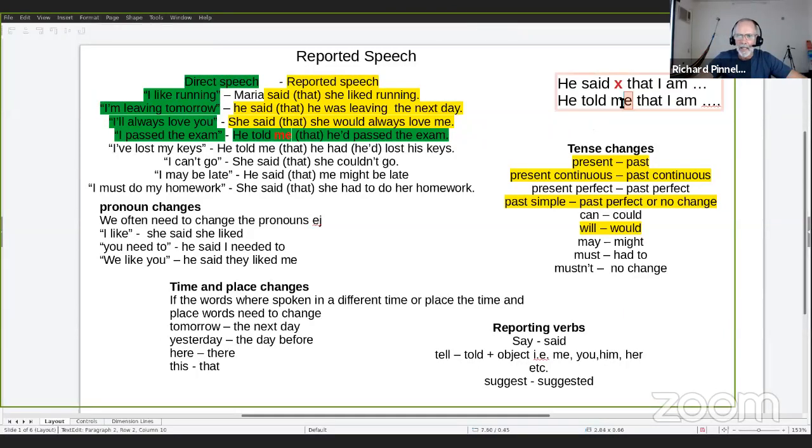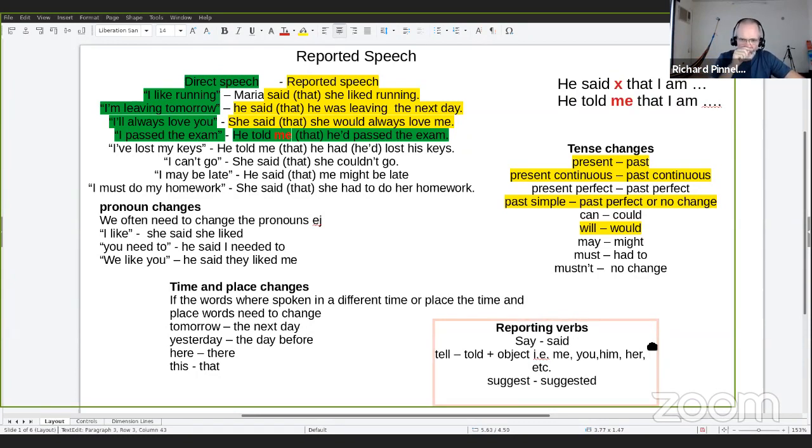And with tell, we need to include the person who received the message. He told me, we're going to use there an object pronoun. So the object pronouns will be me, you, him, her, it, or we can put a name there. He told Richard, he told Israel, or we can use an object pronoun. He told me, he told you, he told him, he told her, he told us, and he told them. Either a name or an object pronoun.